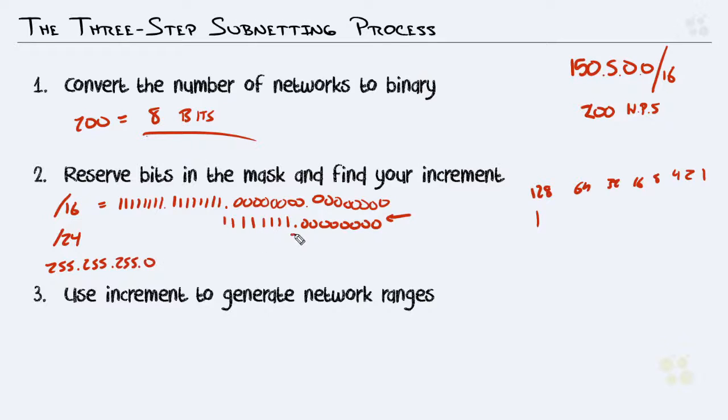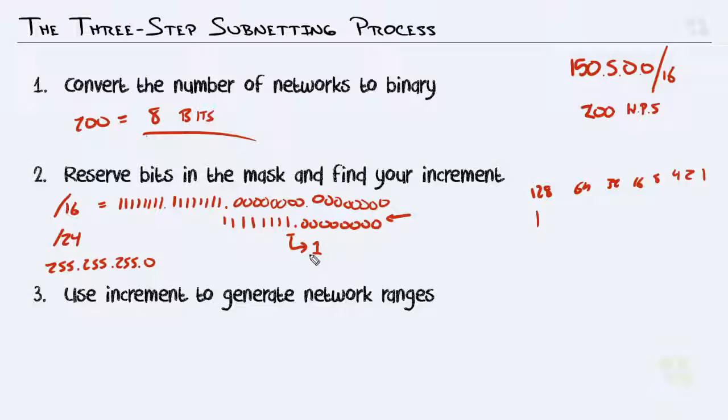255.255.255.0. Our increment is a 1, right? Now do you understand why everybody defaults to Class C? Even though you don't have any idea what subnetting is, you're actually doing subnetting when you just slap a Class C address or mask on an address, because your increment is 1.